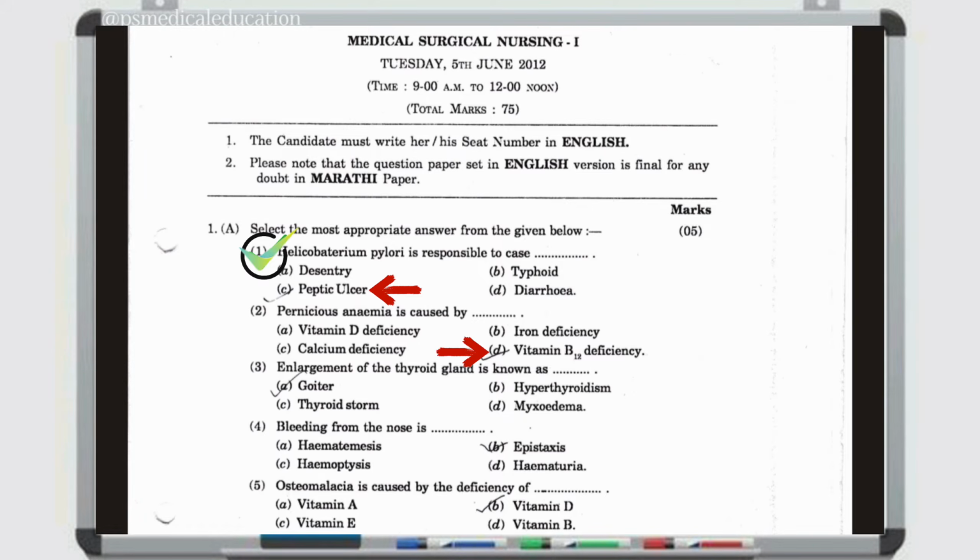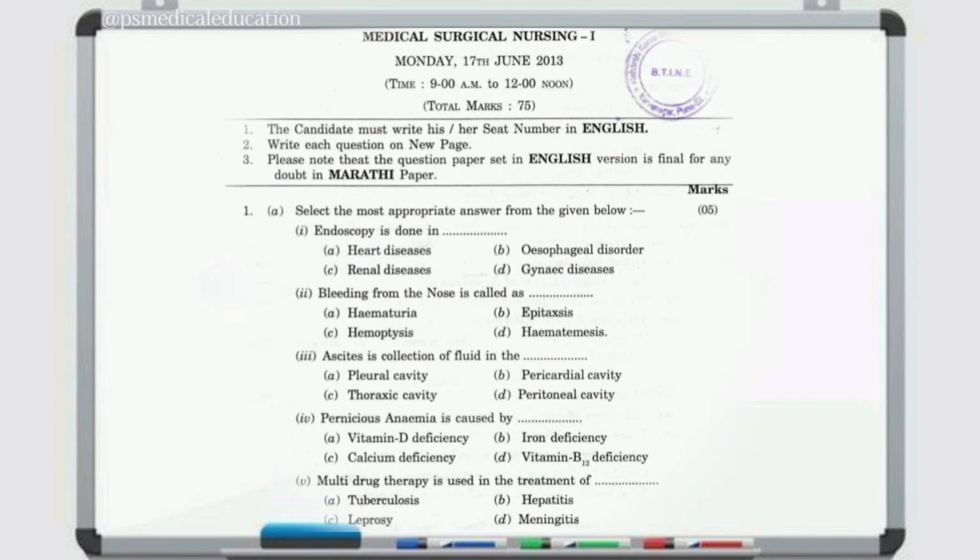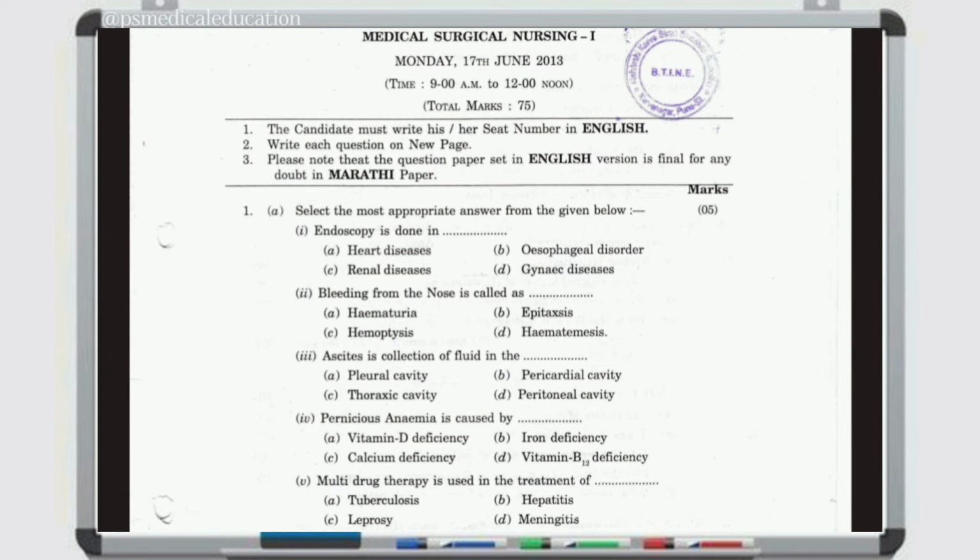Answer is D. Enlargement of thyroid gland is known as goiter. Answer is A. Next, bleeding from the nose is epistaxis. Answer is B. Next, osteomalacia is caused by the deficiency of vitamin D. Answer is B. Next, endoscopy is done in esophageal disorder. Answer is B. Bleeding from nose is called epistaxis.